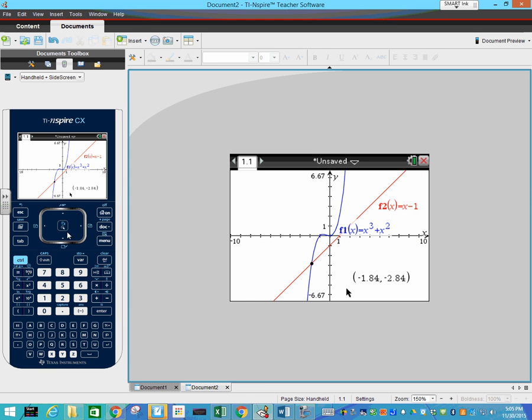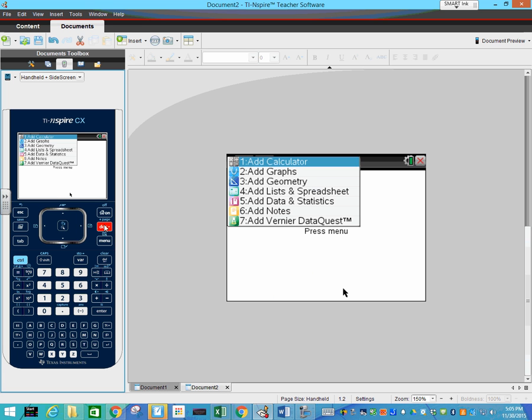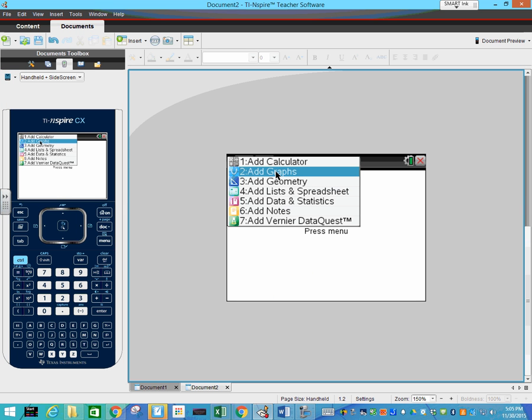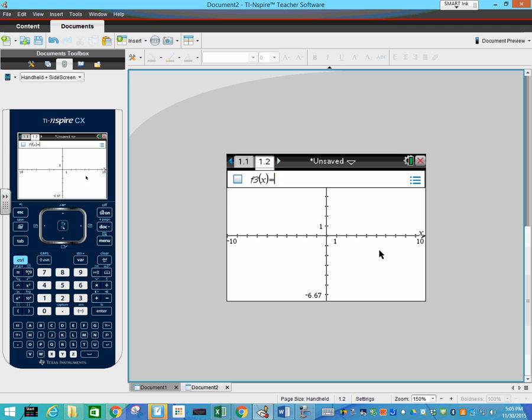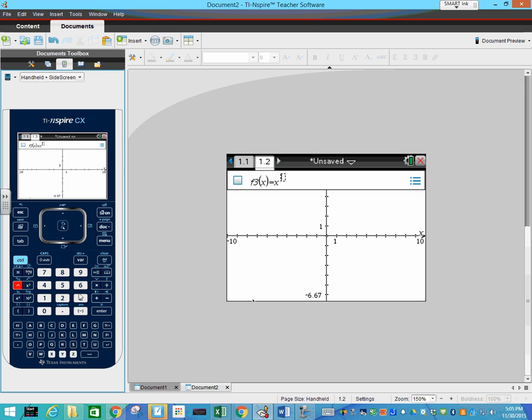And so on this one, this time I'm going to actually go to a new page. For those of y'all who don't remember, that's Control Doc, because above that is a page. And I'm going to do another graph. And this time I'm going to put in x cubed plus x squared, and then it's minus x plus 1.